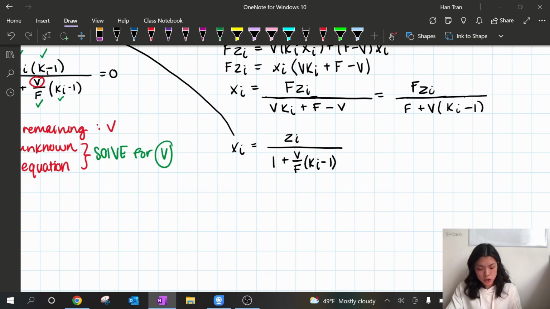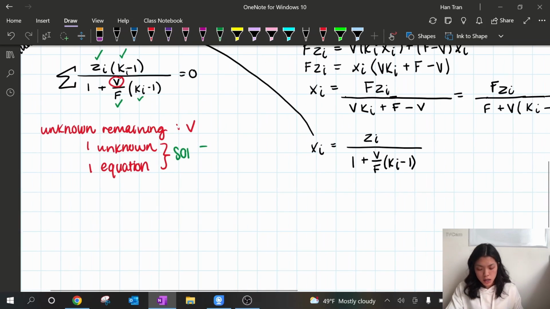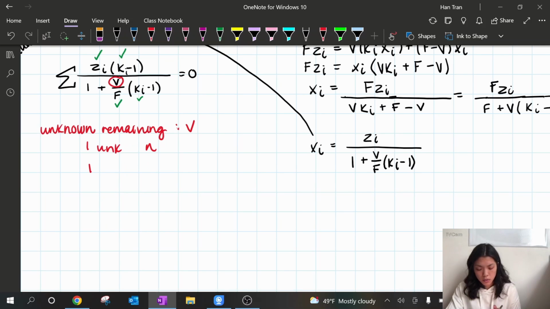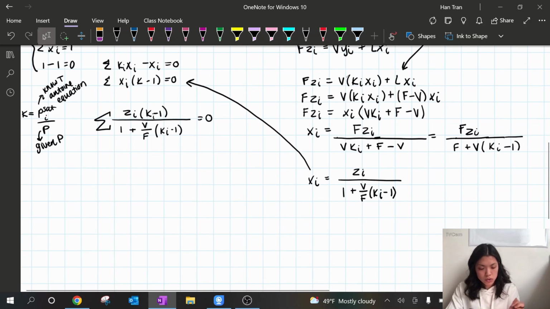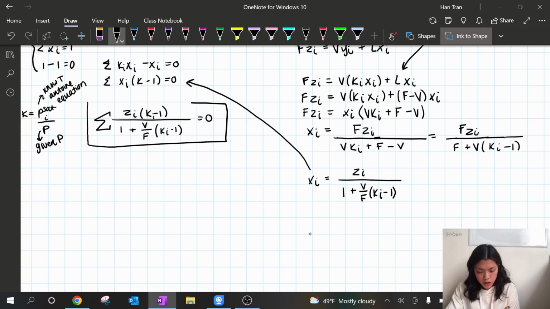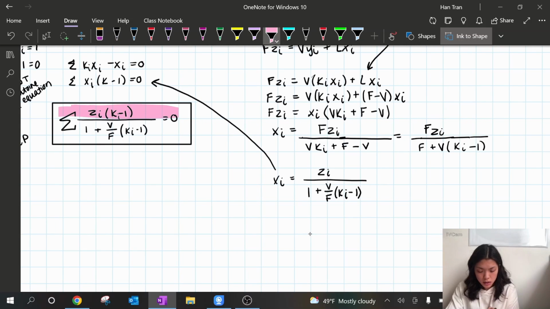And so although we do have an unknown remaining in the equation, this is the equation that we can use for the Rachford-Rice method to solve for the vapor, the vapor mole fraction, the liquid, and the liquid mole fraction. So that is the final equation that we have derived.